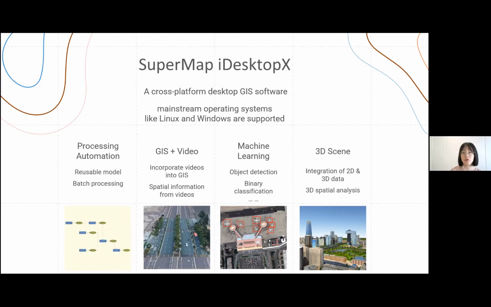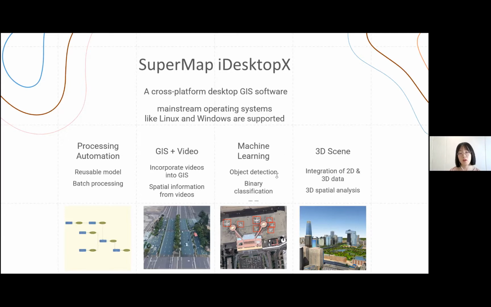And here, the integration of GIS and video refers to incorporating video and GIS together, and that will unlock a new path for both data acquisition and presentation. Spatial information can be collected from video records, and also we can integrate our spatial information into the video, so that our spatial information could face a wider audience.